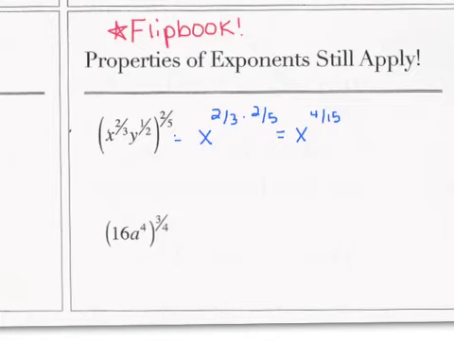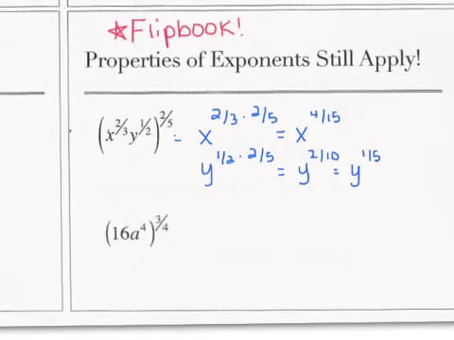For my y, I have y to the 1/2. I'm going to multiply that by the 2/5. Again, you're raising a power to a power. 1 times 2 is 2, 2 times 5 is 10, so that gives you y to the 2/10. Now 2 over 10 does reduce. 2/10 reduces to 1/5, so that's really y to the power of 1/5.